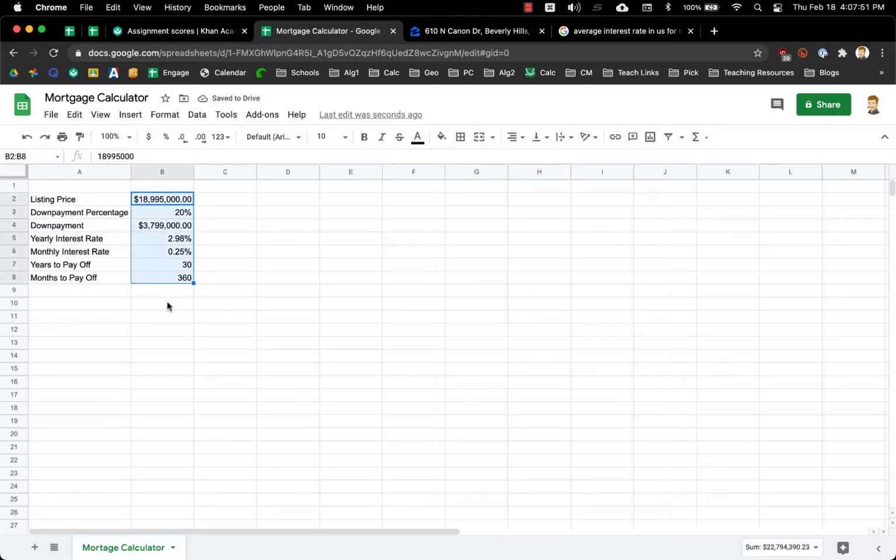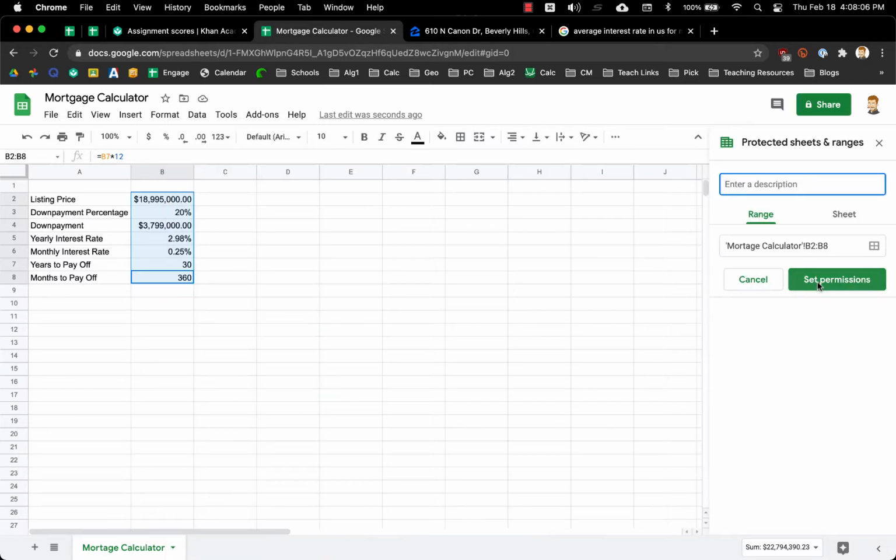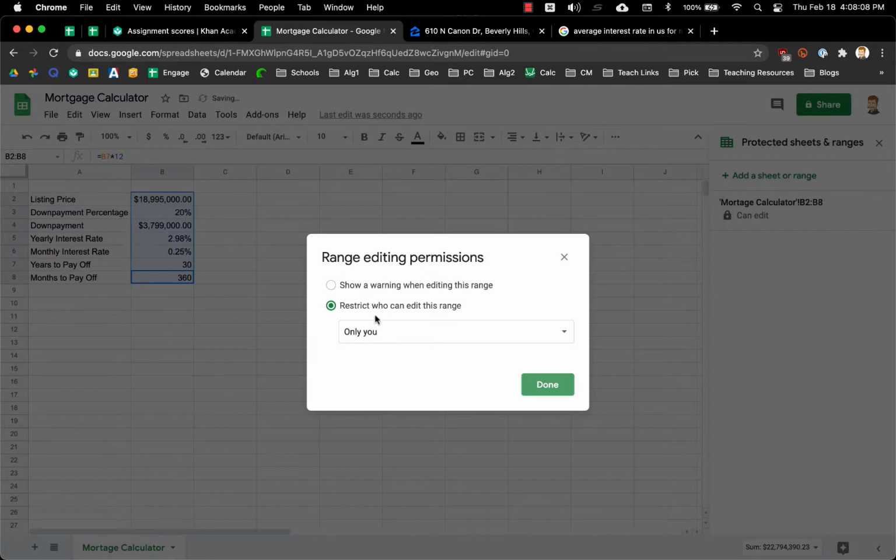I don't want to change these by accident. So what I'm going to do is select these cells. I'm going to double click to make sure it's resized correctly. It already is. Okay. I'm going to right click and protect this range just so I don't accidentally edit it later. I can still edit it even if I want to. I'm going to set permissions, and if I do this, I can still change it and nothing happens. I'm just going to make a warning so I don't accidentally do stuff.